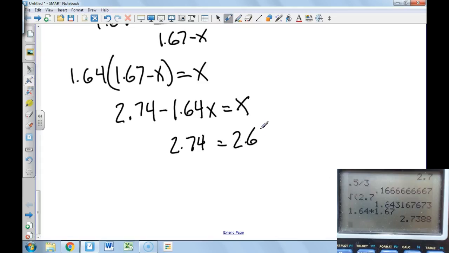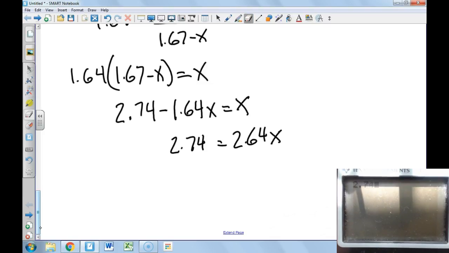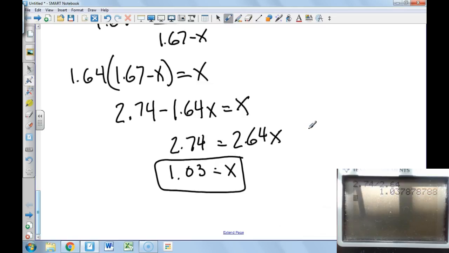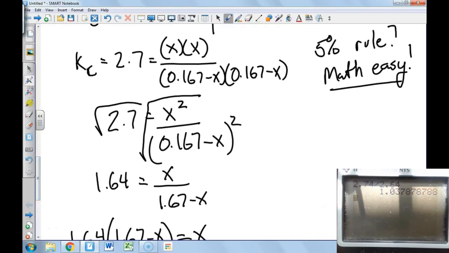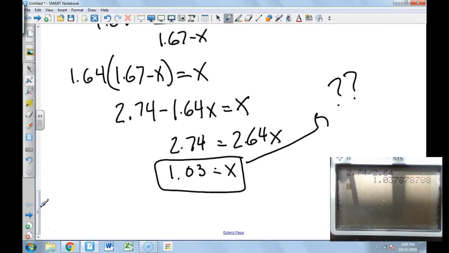Now we add 1.64x to this side, so it's 0.274 equals 2.64x, and then we divide. When you divide, you get 0.274 divided by 2.64, and that equals about 0.104, which equals x. Now, if you followed the math and got a number somewhere around there, and did not use the 5% rule, I think that that's okay. You don't need the 5% rule in this problem. You just need to do the math, and in this case, the math is set up fairly straightforward.